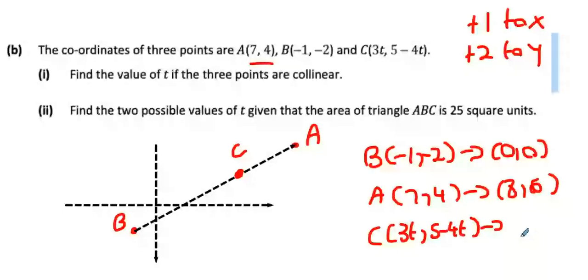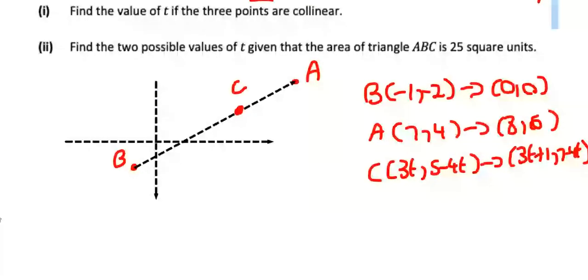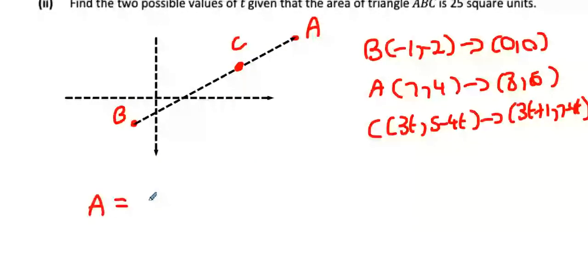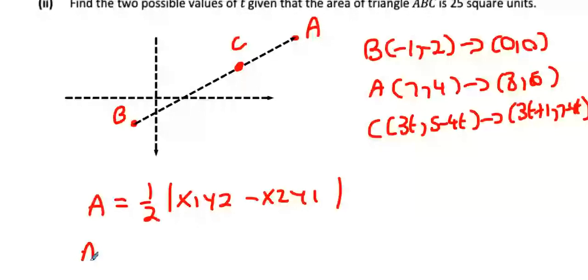So it says 3t, was it? 3t plus 1 and 7 minus 4t. Okay. Now, if they are collinear, the area of the triangle doesn't exist because it's a flat line. So that's what we're going to go after. Area equals a half x1, y2 minus x2, y1.